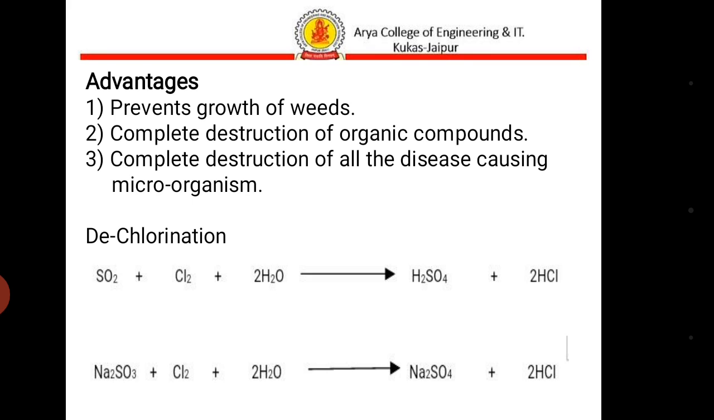By breakpoint chlorination, the amount of chlorine in water increases. So to reduce the amount of chlorine in water, the dechlorination process is used. Here sulfur dioxide reacts with chlorine present in water and forms H2SO4 and HCl, and sodium sulfite reacts with chlorine present in water to form Na2SO4 and HCl.